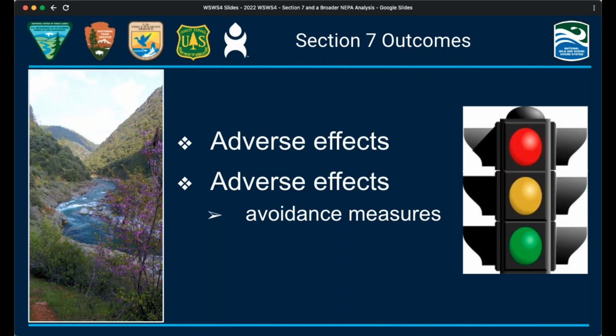The final situation is a green light. The Section 7 determination concluded that the project would not have an adverse effect. The project can go forward with federal assistance as proposed.